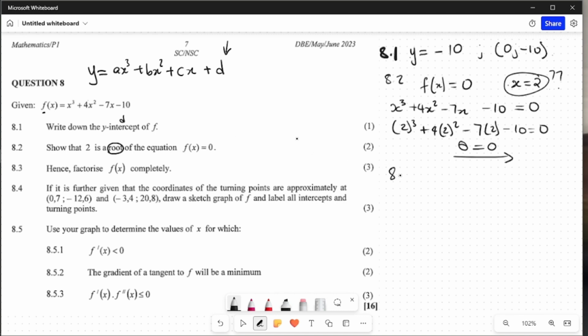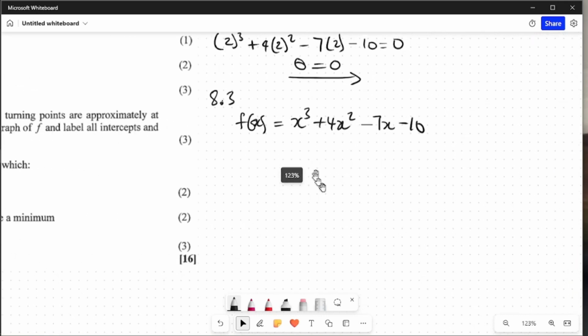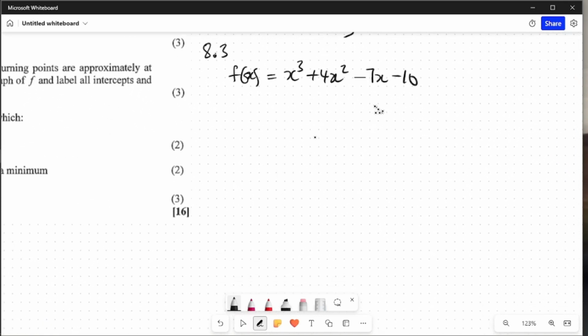Question 8.3. Hence factorize completely. They want us to factorize. I am going to use the synthetic method. So this is my f of x. F of x is given as x cubed plus 4x squared minus 7x minus 10. What happens here is, let me just get a bigger space. We're trying to factorize here.